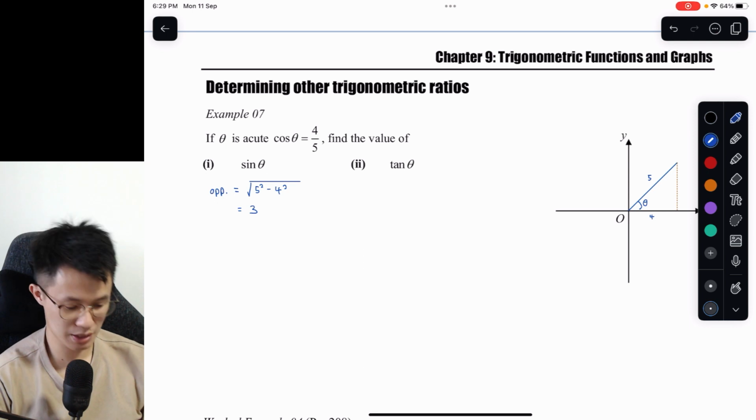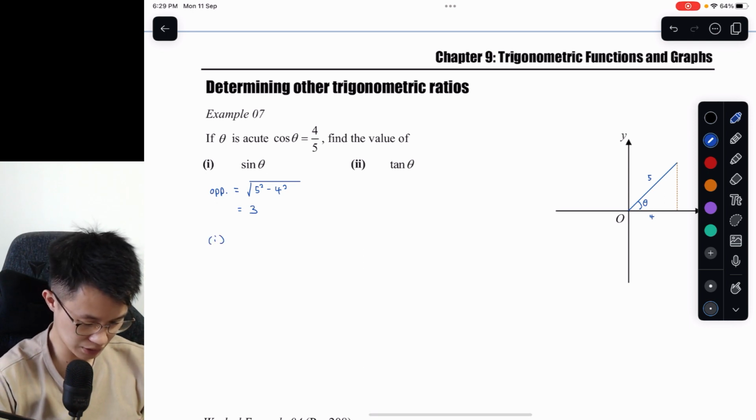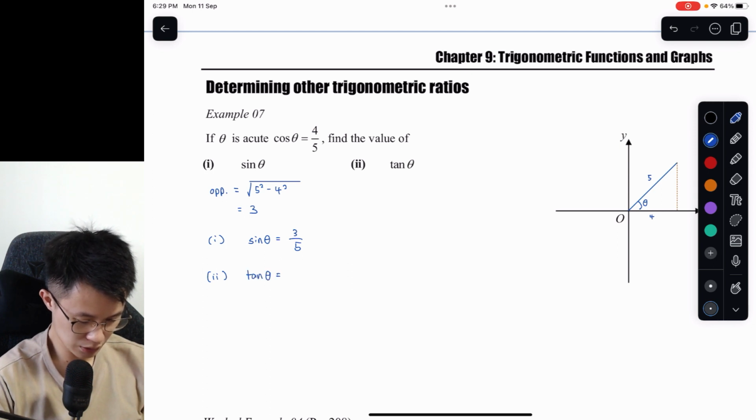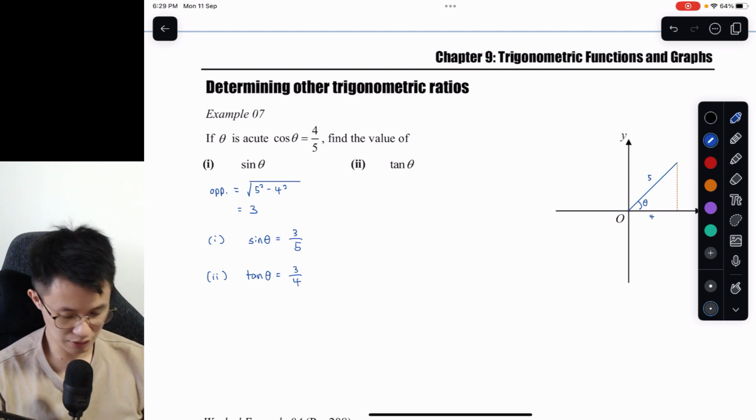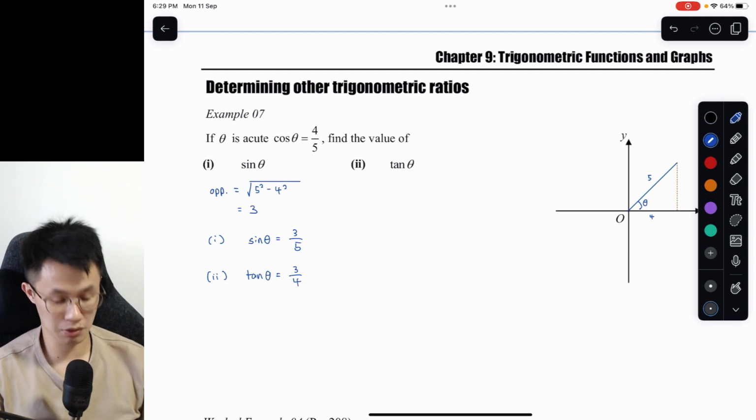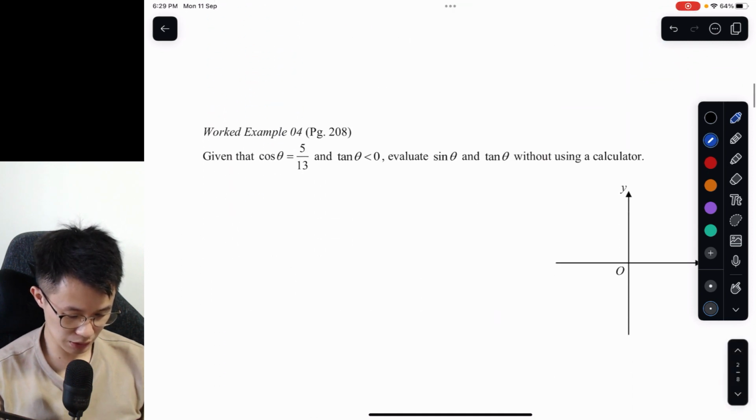And so from here we can state what sine theta's ratio is. Sine theta will simply be 3 over 5, and tangent theta will simply be 3 over 4. Pretty simple. Since it's in the first quadrant, everything will be positive, so that's pretty easy. Now moving on to this.